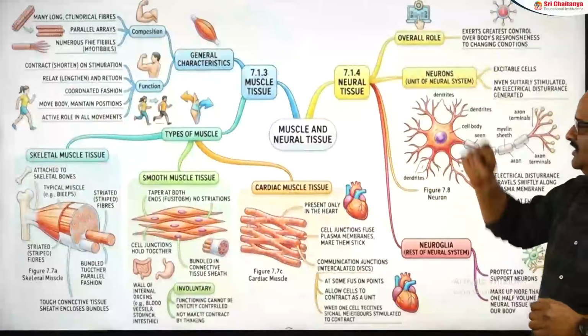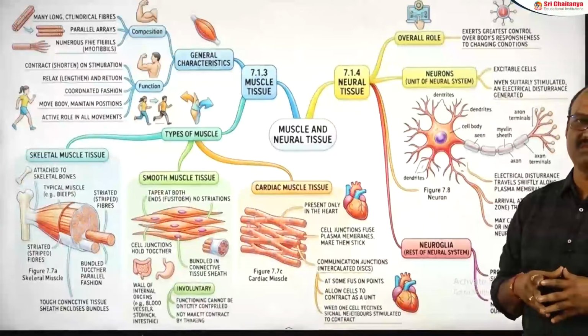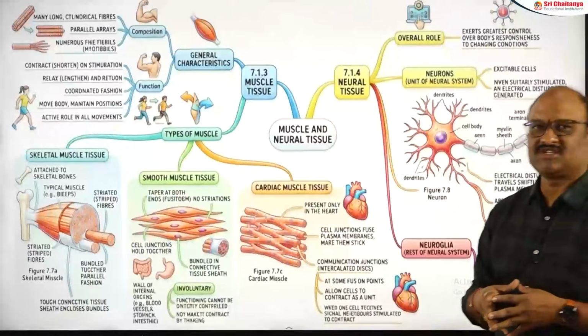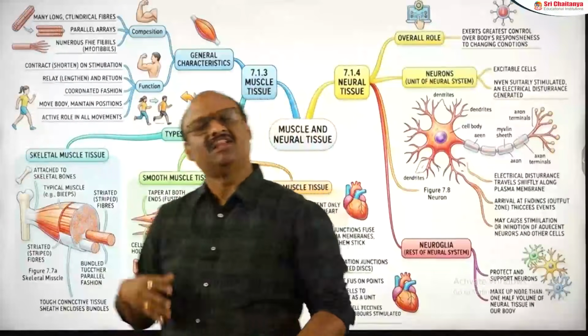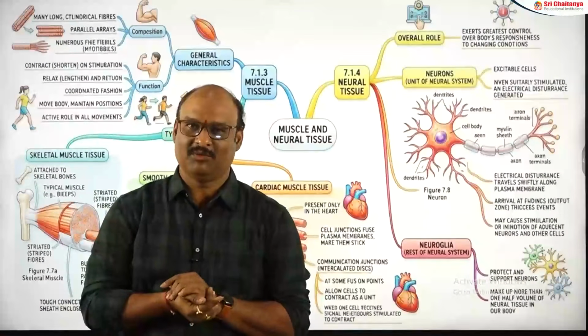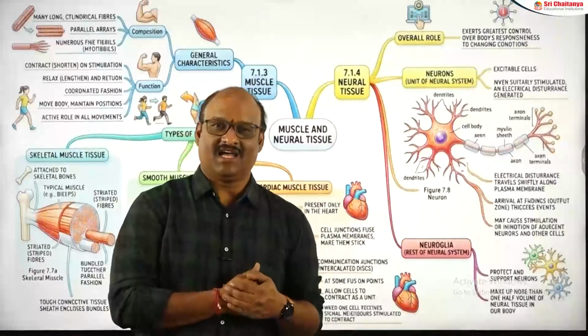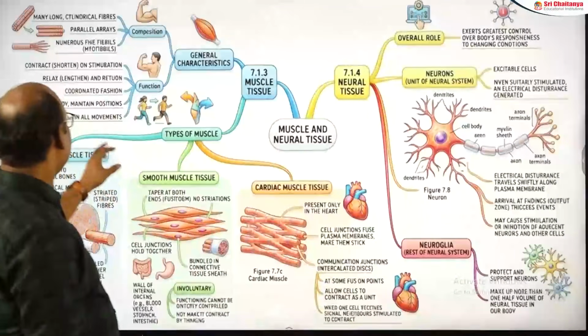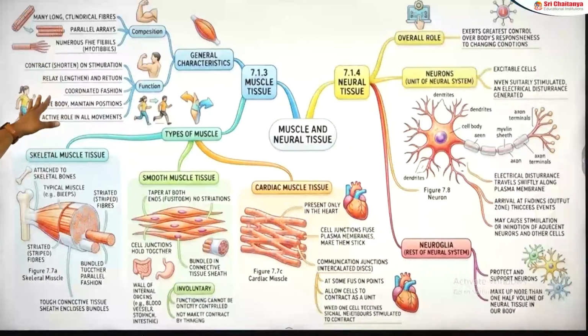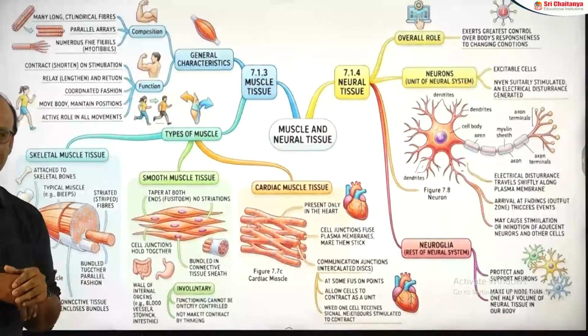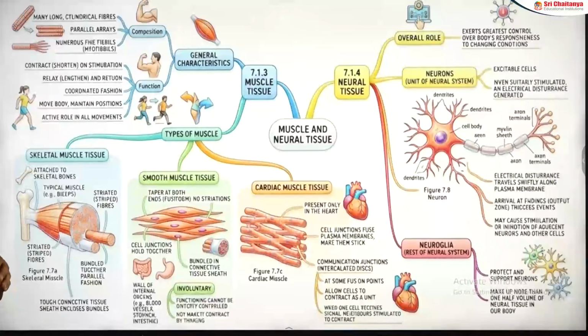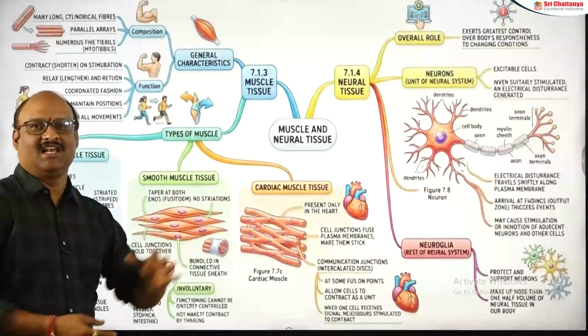Now the next type of tissue is the muscle tissue. Muscles are responsible for movement in our body, either voluntary or involuntary movement. These muscles are made up of many parallelly arranged fibrils called myofibrils, and they contract and relax. They have a special property of contraction and relaxation. Depending upon their location, function and structure, we classify these muscles into different types: skeletal muscles, smooth muscles and cardiac muscles.